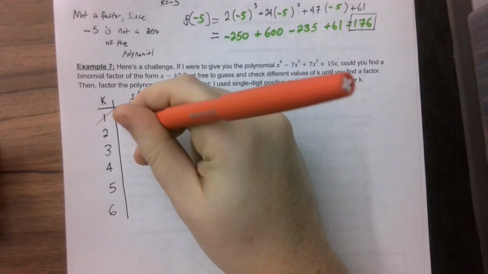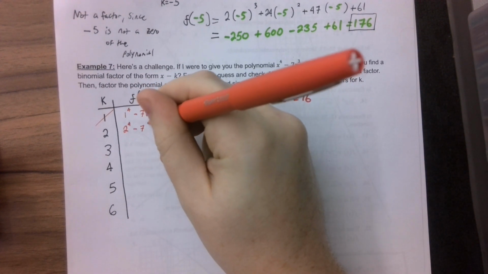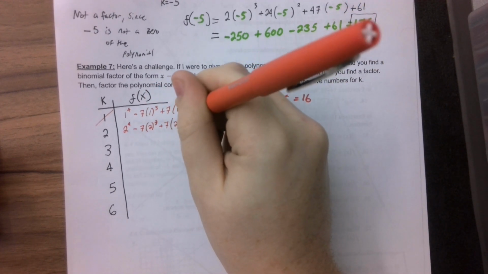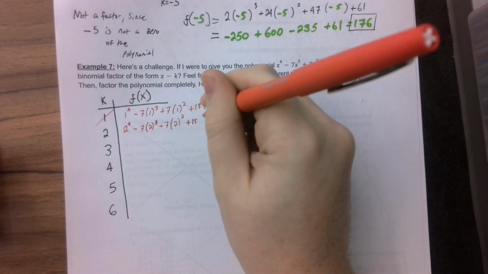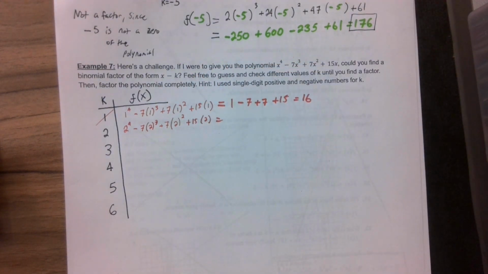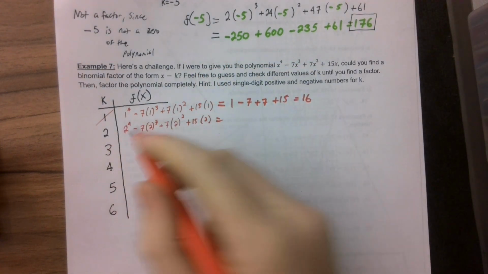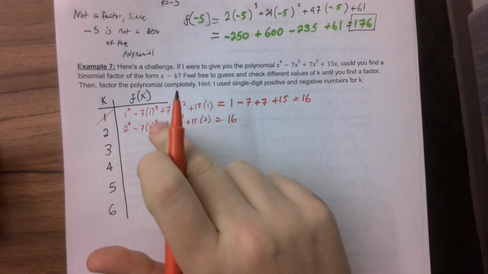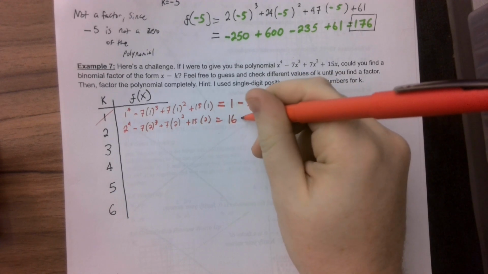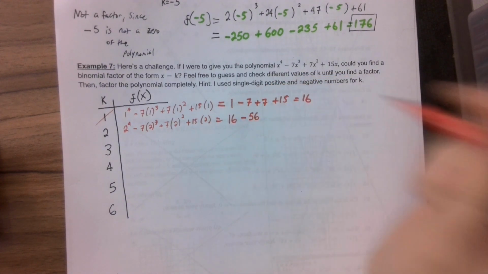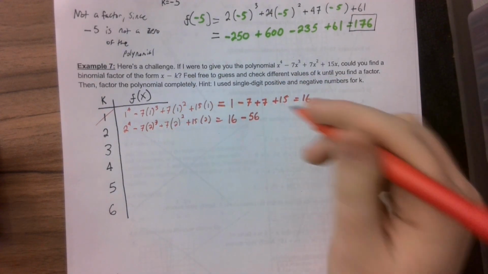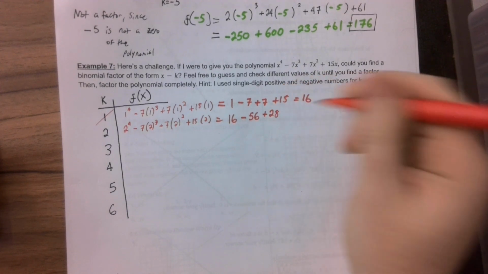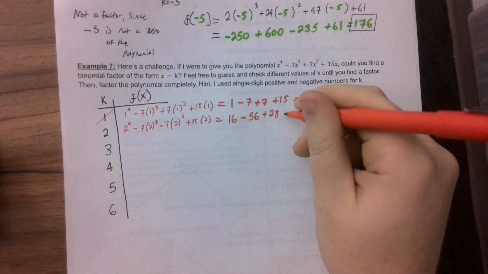Maybe we try 2. 2 to the 4th minus 7 times 2 cubed plus 7 times 2 squared plus 15 times 2. Maybe this will work. 2 to the 4th power is 16. 2 to the 3rd is 8, times negative 7 is negative 56. 2 squared is 4, times 7 is 28. 15 times 2 is 30.